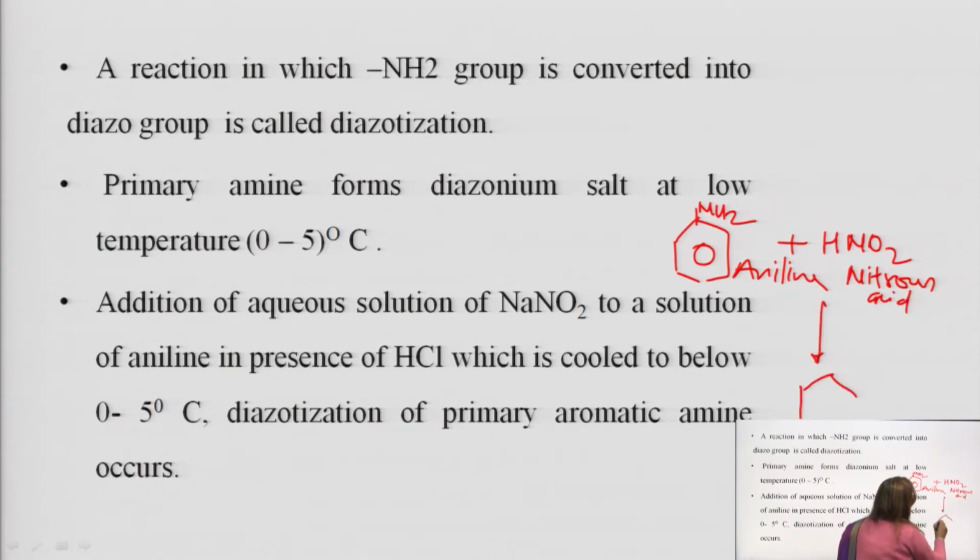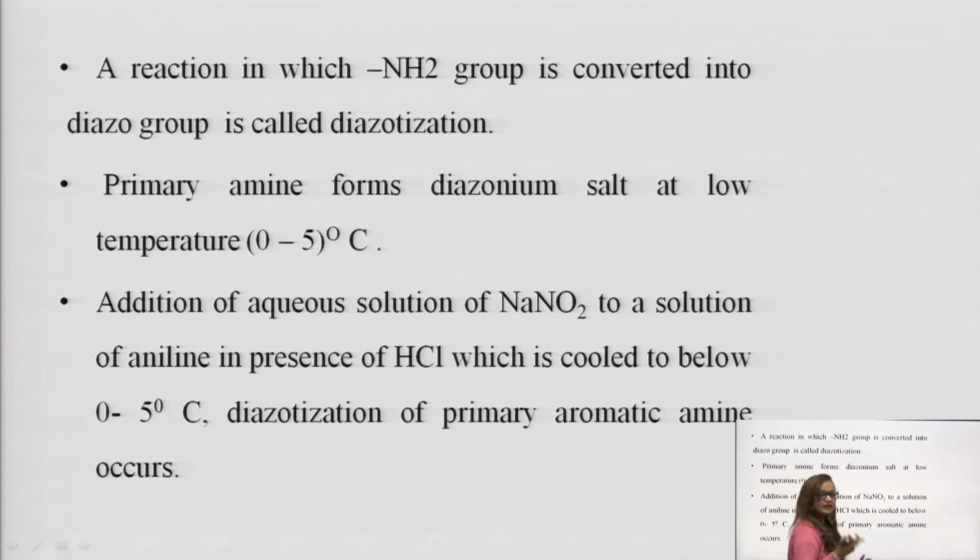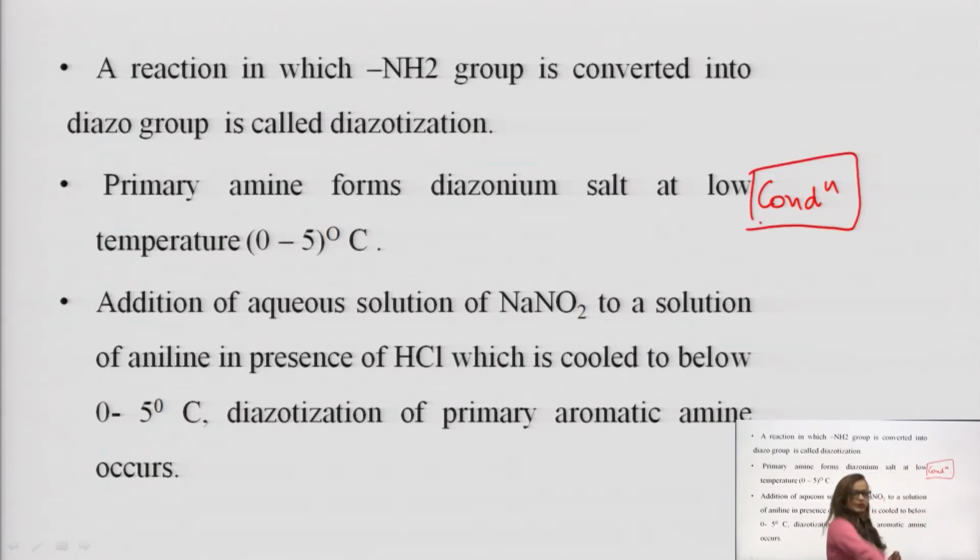Then the formation of diazonium salt occurs. This is the process. When aniline is treated with nitrous acid, diazonium salt is synthesized. Now the question is, what are the conditions? Conditions means what is the temperature, what is the reagent. See, what are the conditions?